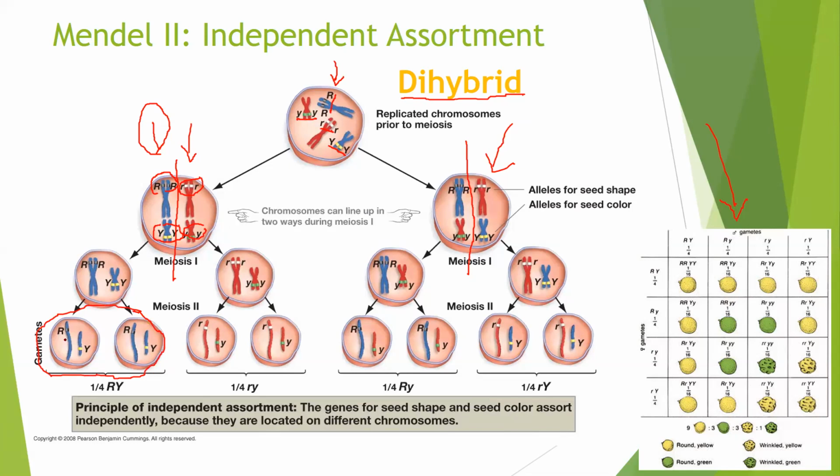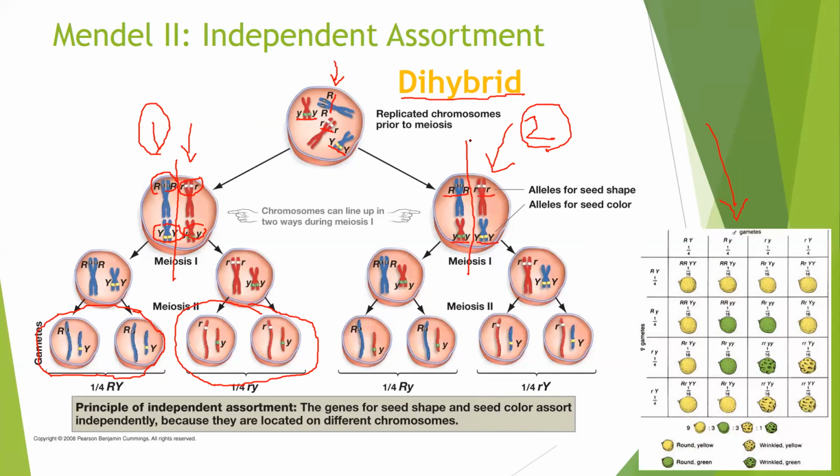One is the gamete with the capital R and the capital Y. And the other gamete will give you the lowercase r and the lowercase y, right? Okay, however, there's another possibility that the chromosome pairs can be lining up in this option 2. And in this case, as you can see, the capital R is on the same side with the lowercase y, and the lowercase r is on the same side with the capital Y.